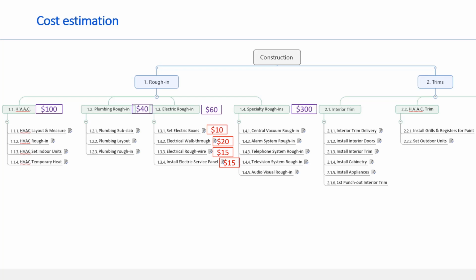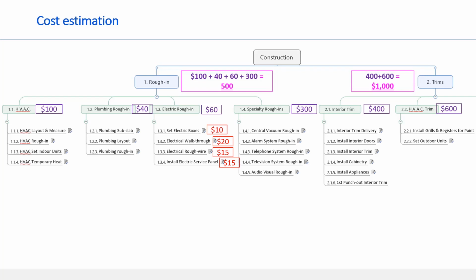Let's say we do a similar calculation for all the work packages and we arrive at $100, $40, and $300. And these work package costs are aggregated to the next level. So we arrive at 100 plus 40 plus 60 plus 300, which is equal to 500. Let's say a similar estimation is done for another control account and we get $1,000. These control accounts are aggregated at project level and we arrive at the project cost estimate of $1,500.